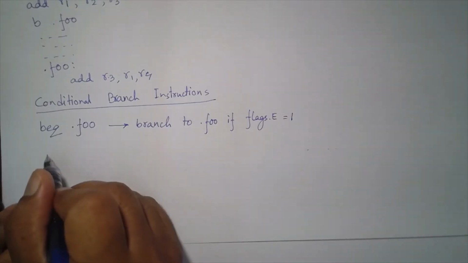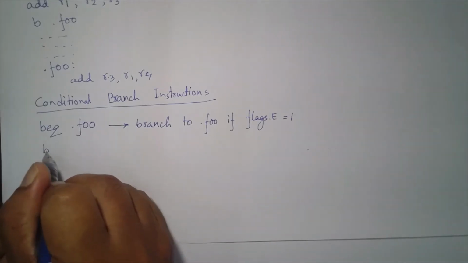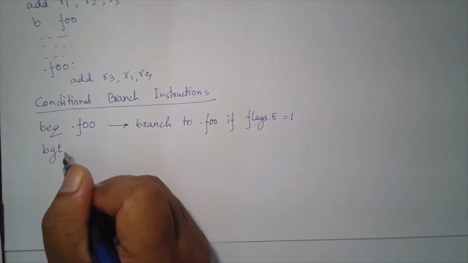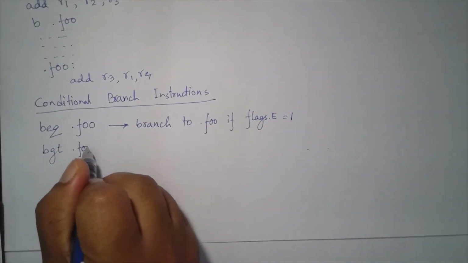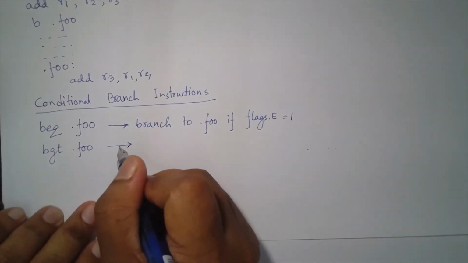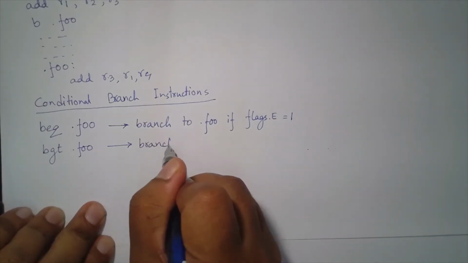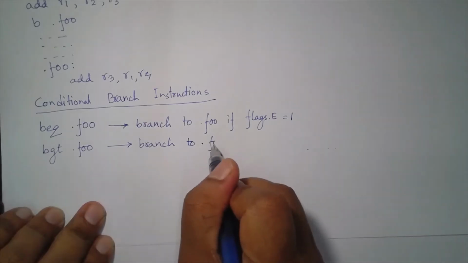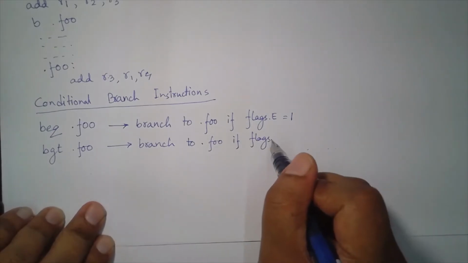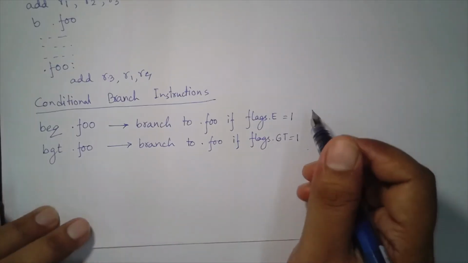There can be another conditional branch instruction which is branch greater than. So if the greater than flag is set, then you need to again branch to this label. These labels are not important, you can define any label. Branch to this label if flags.gt is set. All right.